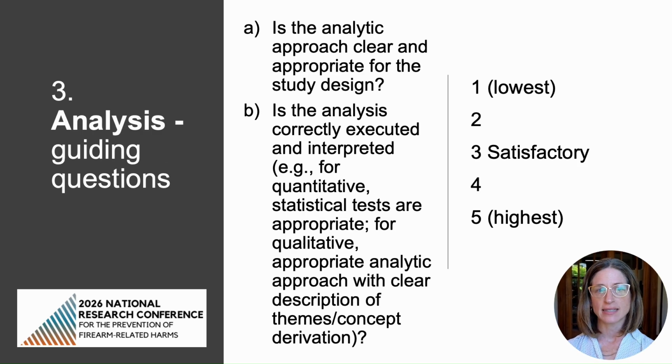We look at analysis separately. And here the questions are, is the analytic approach clear and appropriate? And then, was it executed correctly? So for quantitative studies, that might be, did you use the correct statistical test? And for qualitative studies, that could be, did you use a sound theoretical grounding for the approach? And we recognize that the analytic approach and norms will vary by discipline, and we take this into account when scoring. It is still very helpful if the analytic approach is clearly described and well justified. The reviewers will think about these guiding questions and come up with a summary score from 1 to 5.